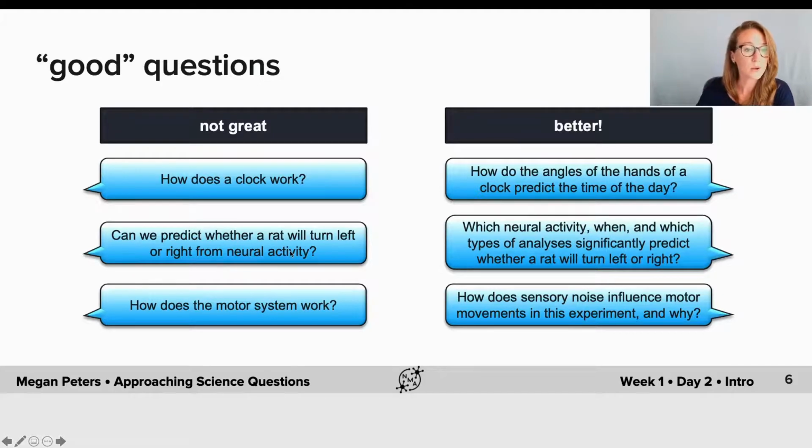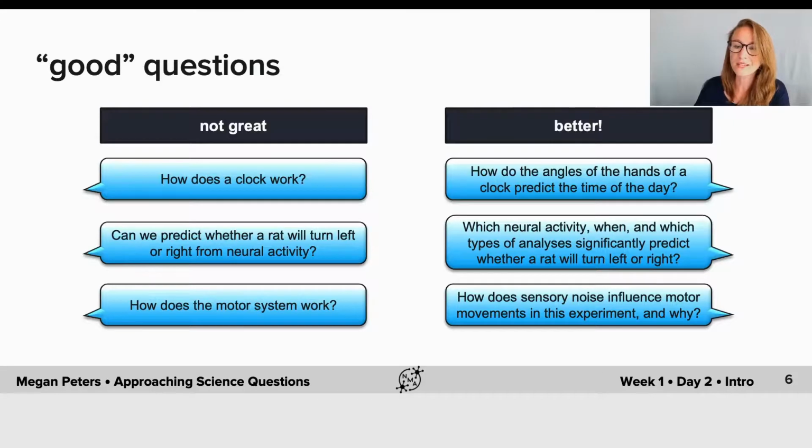The second one is also a not so great question. Can we predict whether a rat will turn left or right from neural activity? This is really not so great because it doesn't specify which neural activity you think is important to look at, or which time windows around the behavior you're going to look at. Do you care about predicting before the rat turns or after he turns? Do you care about the rat's decision to turn or his motor preparation and execution?